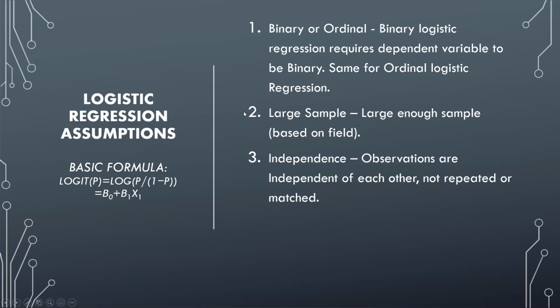The third is independence. So observations are independent of each other. They're not repeated. They're not matched. You're looking strictly for someone giving their opinion once, seeing something happen once. You're not looking for time series. You're not looking for matched pairs. They have at max one input for that variable. They don't have several inputs for that variable.